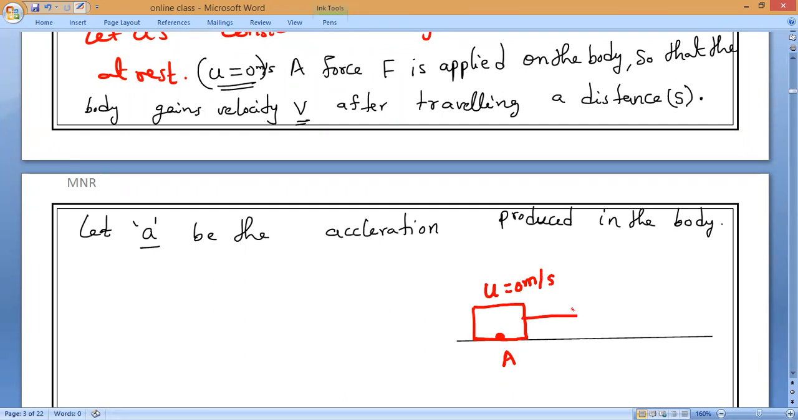Now I am applying the force. After traveling a certain distance, the body comes to position B and has gained some velocity. What is that velocity we represent? Final velocity V. And it has traveled a distance S. This is the distance traveled by the body due to the applied force. Any doubt? Anyone can ask me. Clear, guys? Yes, sir.